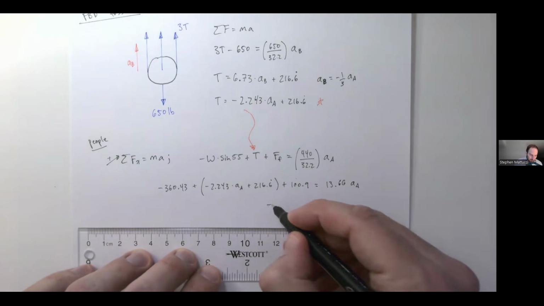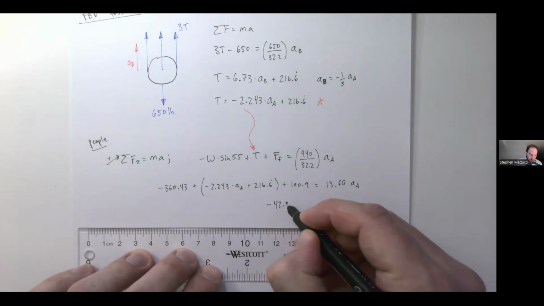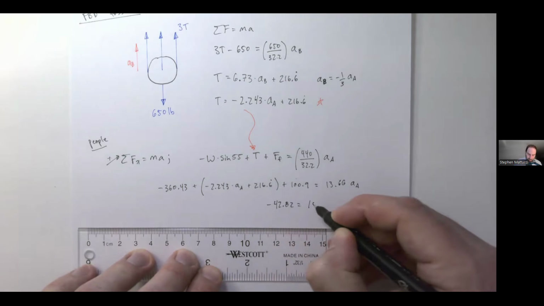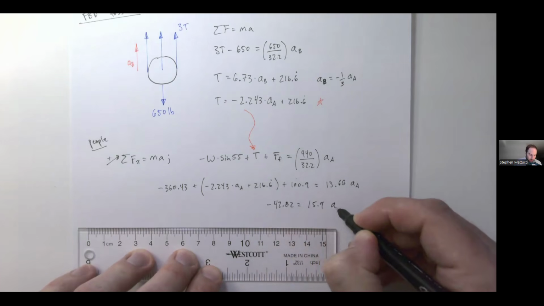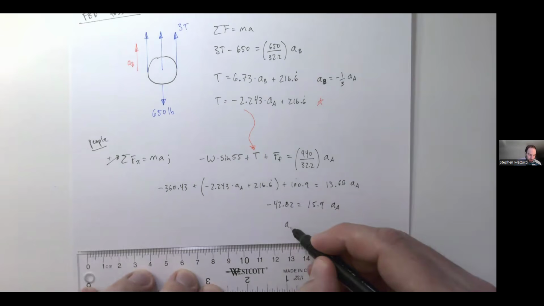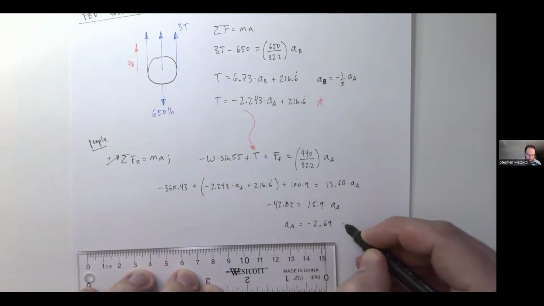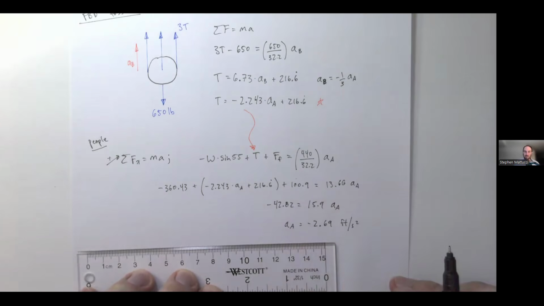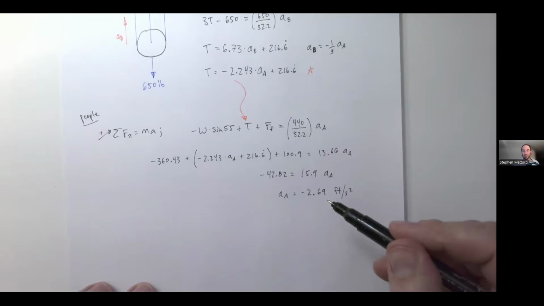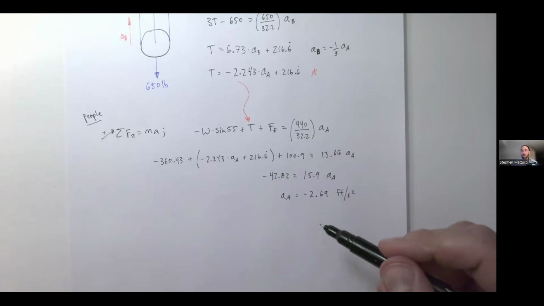So this is going to reduce down to negative 42.82 is equal to 15.9 acceleration of A. So the acceleration of A is negative 2.69 feet per second squared. So now we have an acceleration, but it said, how fast is it going when it reaches the bottom of the roof?